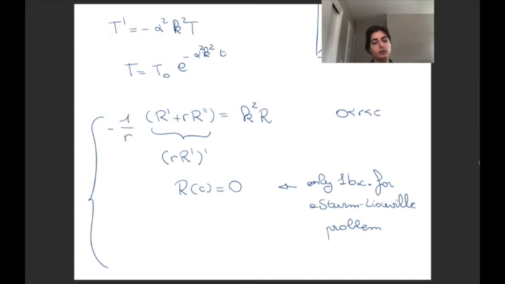This is only one boundary condition for a Sturm-Liouville problem. That's not great, but the other boundary condition is going to be given by physicality. We want the temperature to be bounded everywhere. So we're requiring R at 0 being bounded. Makes sense because our Sturm-Liouville problem is between 0 and c, and at 0, our w is equal to 0. So we have to have R(0) bounded there.